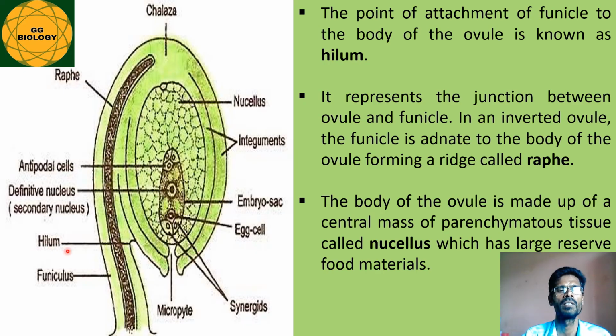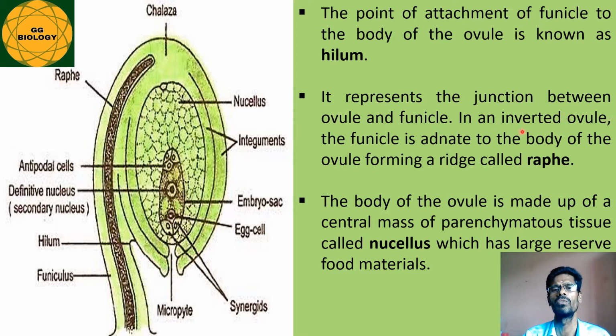The next is the hilum. Hilum is nothing but a junction between the funicle, the stalk, and the body of the ovule. So the body of the ovule is united with the funicle. At the juncture it forms a structure called the hilum. The point of attachment of the funicle to the body of the ovule is known as the hilum, and it represents the junction between the ovule and the funicle.